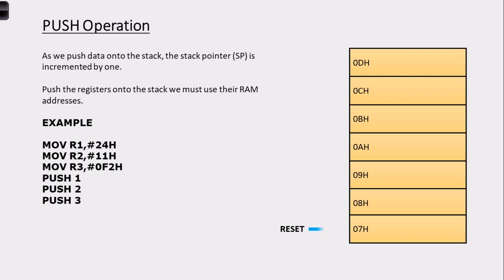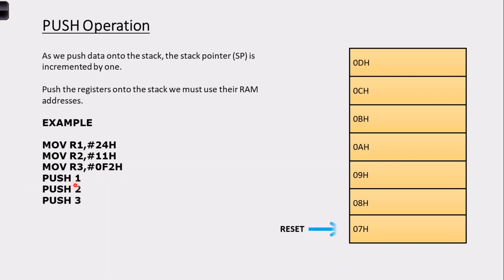Okay, now let us take an example. Move R1 comma hash 24 hexa, move R2 comma hash 11 hexa, move R3 comma hash 0f2 hexa. Here, these instructions use the immediate addressing mode. That means I will be loading my R1 with the 24 hexa value, my R2 with the 11 hexa value, and my R3 with the 0f2 hexa value. Okay, now here we are telling push 1.